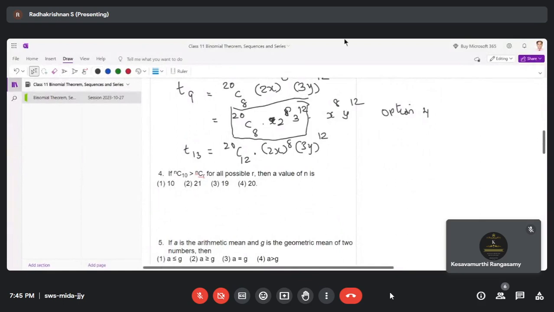You all agree with the problem so far? Yes, sir. Good. Okay, let's look at this problem. If nC10 is greater than nCr for all possible r, then what is the value of n? So anybody?